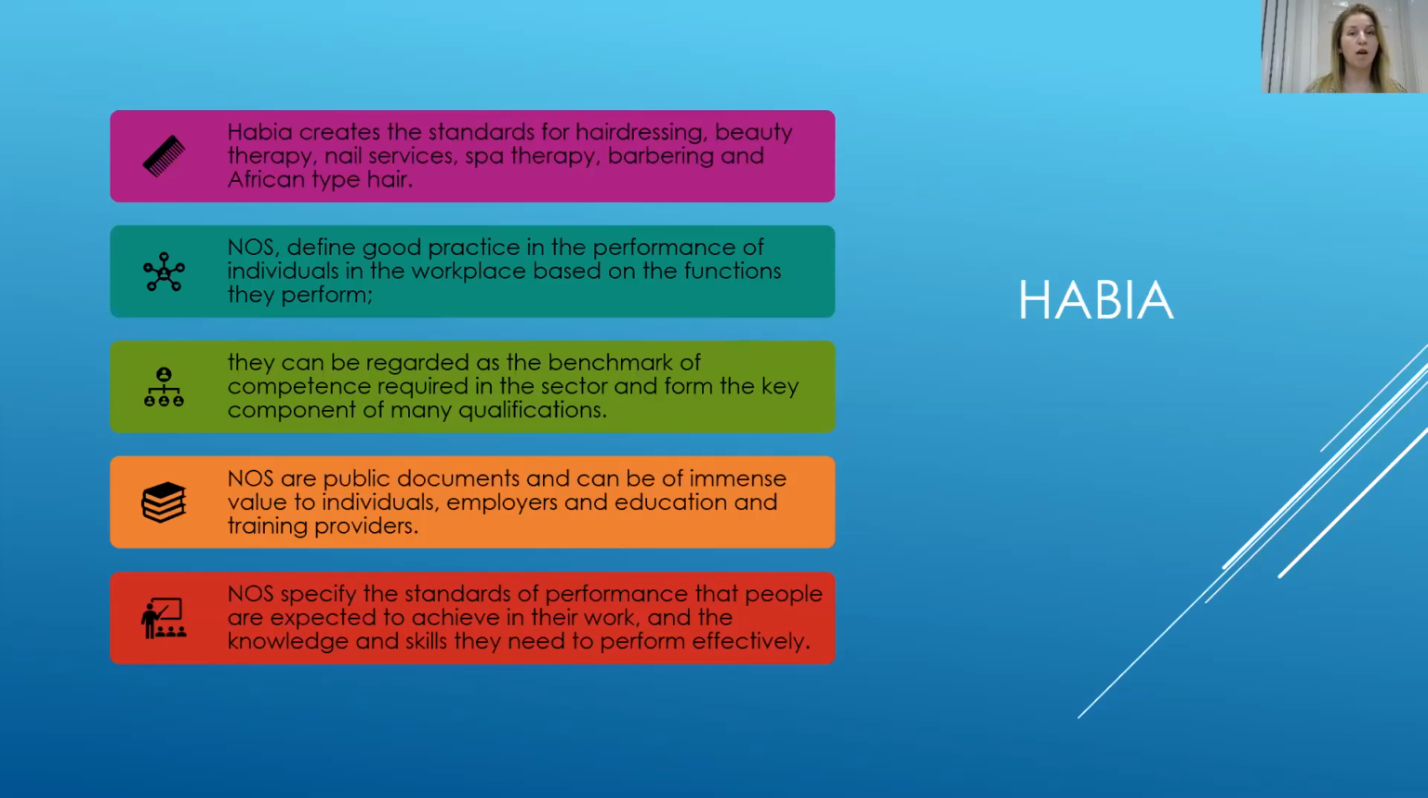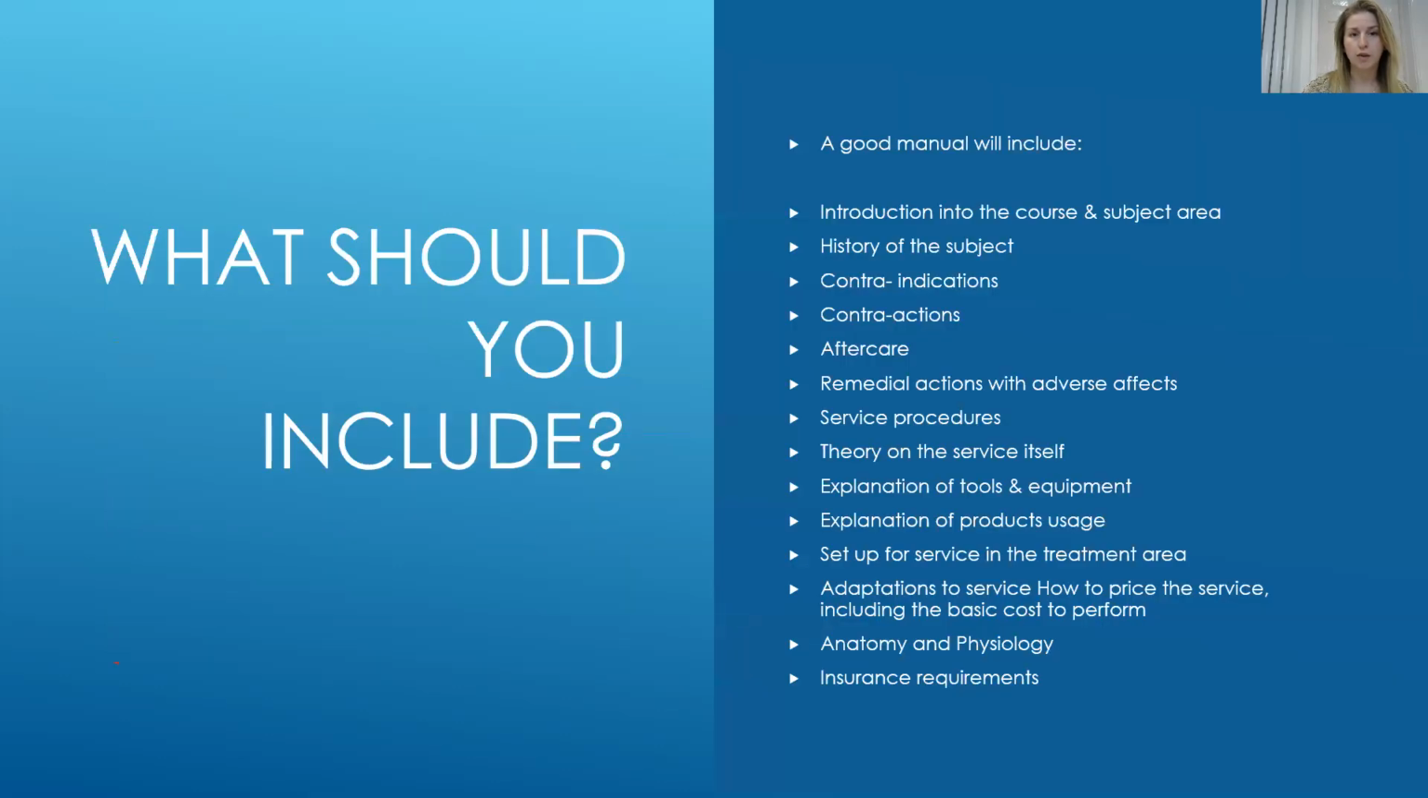The National Occupational Standards are actually public documents, so anybody can get hold of them and have a look at them. They're freely available on Habia's website and also on the National Occupational Standards site. So they're really good for individuals to look at, employers, and people in education and training as well. You can look at them at any point and refer to them. You can use those basic standards to help build your manuals and your course design. And the reason we want these is that they specify the standards in which someone needs to perform their work, what knowledge they need to have, and what skills they need to have to perform effectively in that particular service.